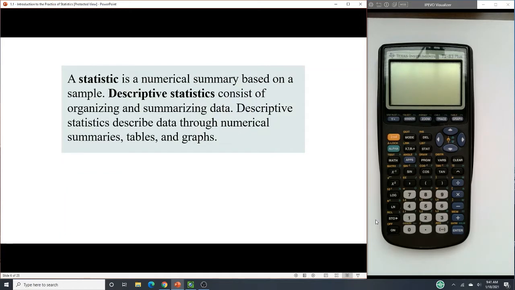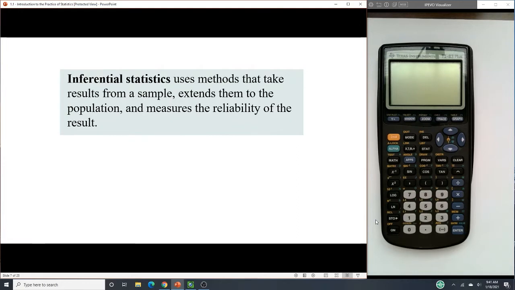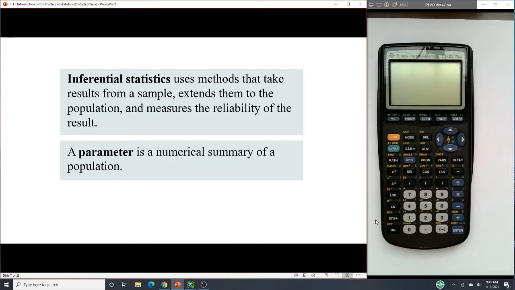A statistic is a numerical summary based on a sample. So when we talk about the word statistic, it means it's based on a sample. Descriptive statistics consist of organizing and summarizing data. So we're going to be looking at those types of things. Inferential statistics uses methods to take results from a sample and extend it to a population. So when we infer something, we look at our sample and we bring that to our population. And then a parameter is a summary of the population. So you want to make sure you can pay attention to those 2 words, the difference between a statistic and a parameter. Statistic goes to sample, they both start with S's. Parameter goes to population, they both start with P's.